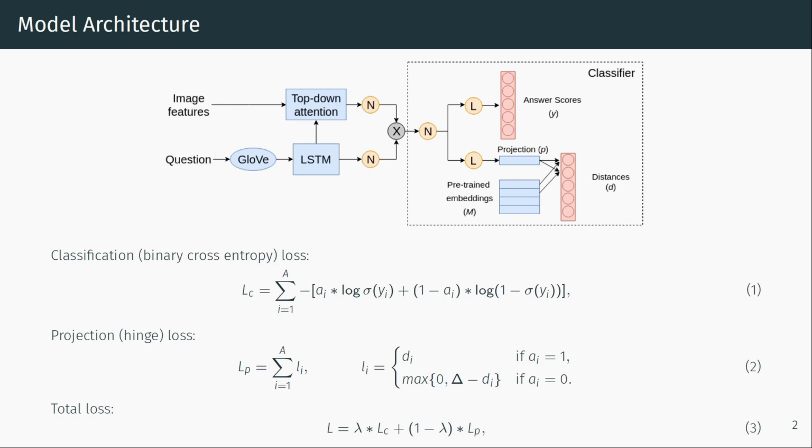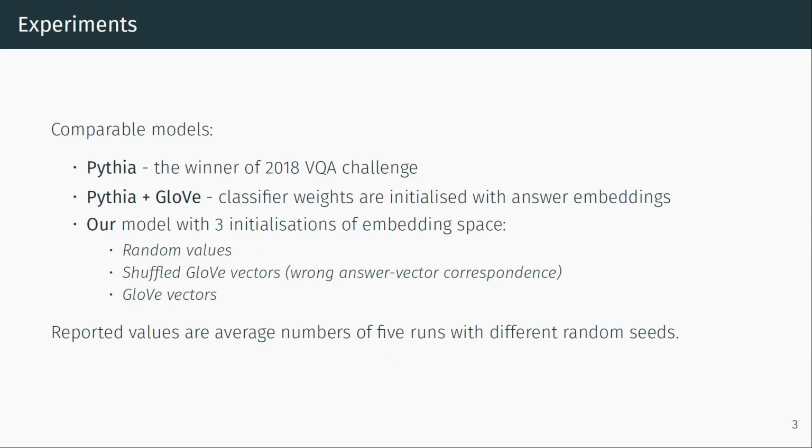We then introduce two losses for two branches respectively. For the classification part, we use a typical binary cross-entropy loss. For the regression, we use hinge loss, which makes sure that the learned projection is close to the representation of the ground truth answer, but distinct from the other answers. And the total loss is then the convex combination of these two losses with a weighting parameter.